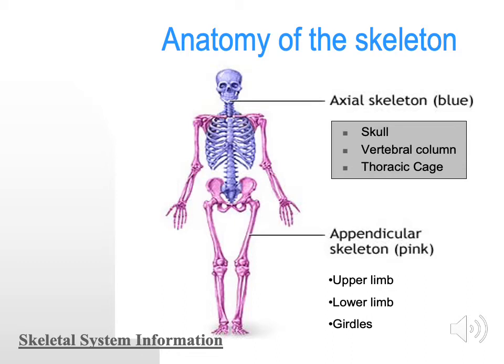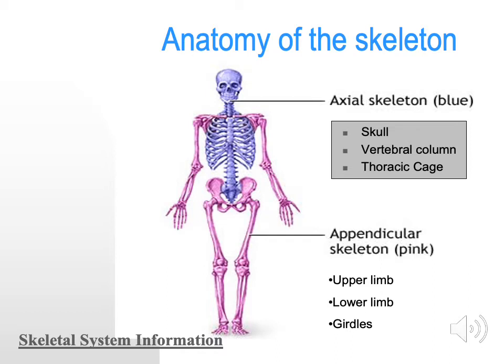So that's going to include all the bones of the skull, the cranium and facial bones there. It includes all the bones of the vertebral column and includes the bones of the thoracic cage. Okay, we will look at all those areas shortly.